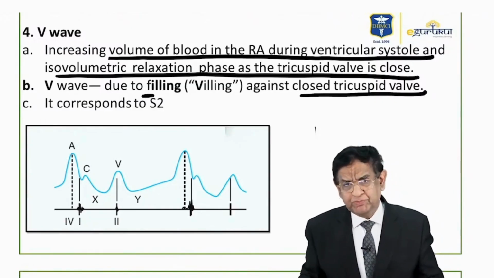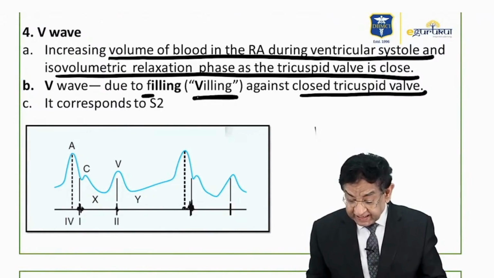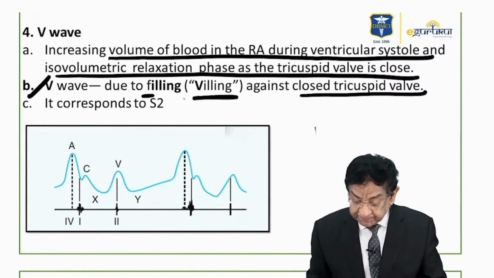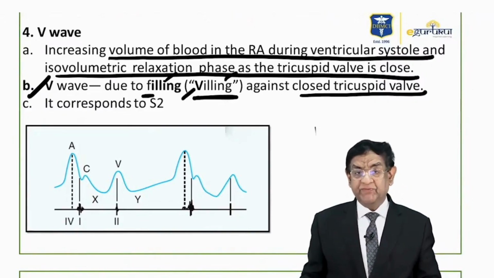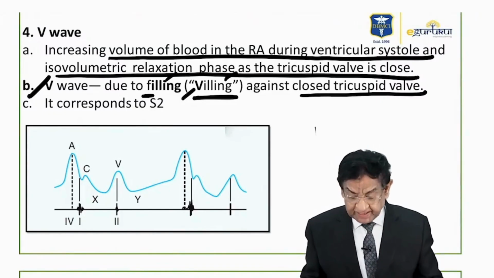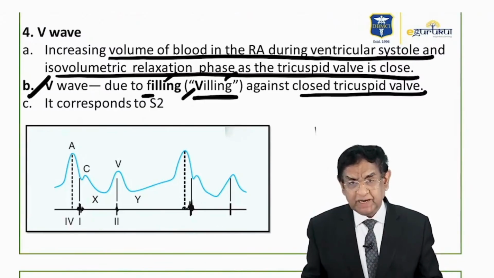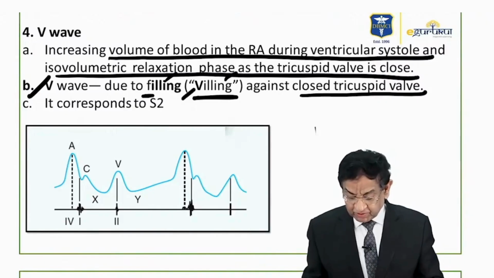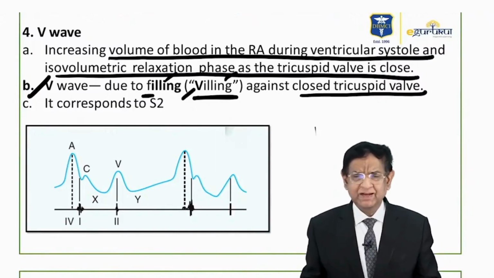The beautiful mnemonic is willing. V for V wave, F for filling. So during atrial filling, more and more blood filling is what we call willing.